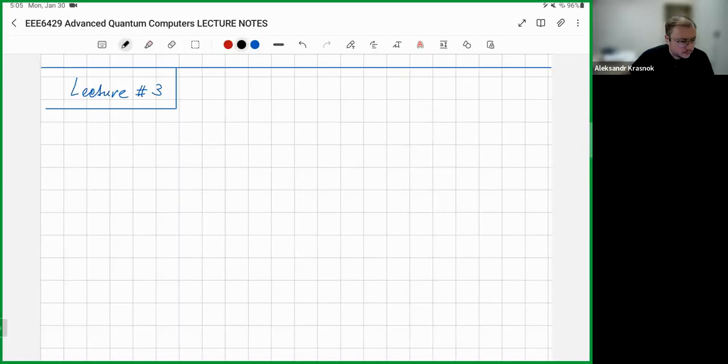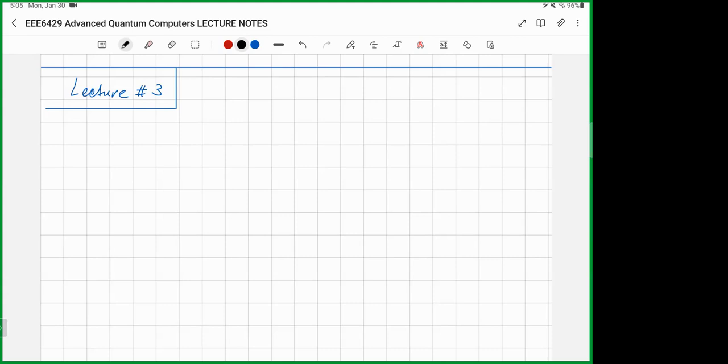Okay, it started. So today we continue our course on advanced quantum computers. And today finally we will get to quantum mechanics, the basics of quantum mechanics. But before I go there, let me tell you a little bit more about linear algebra, basically the concepts that we will need.